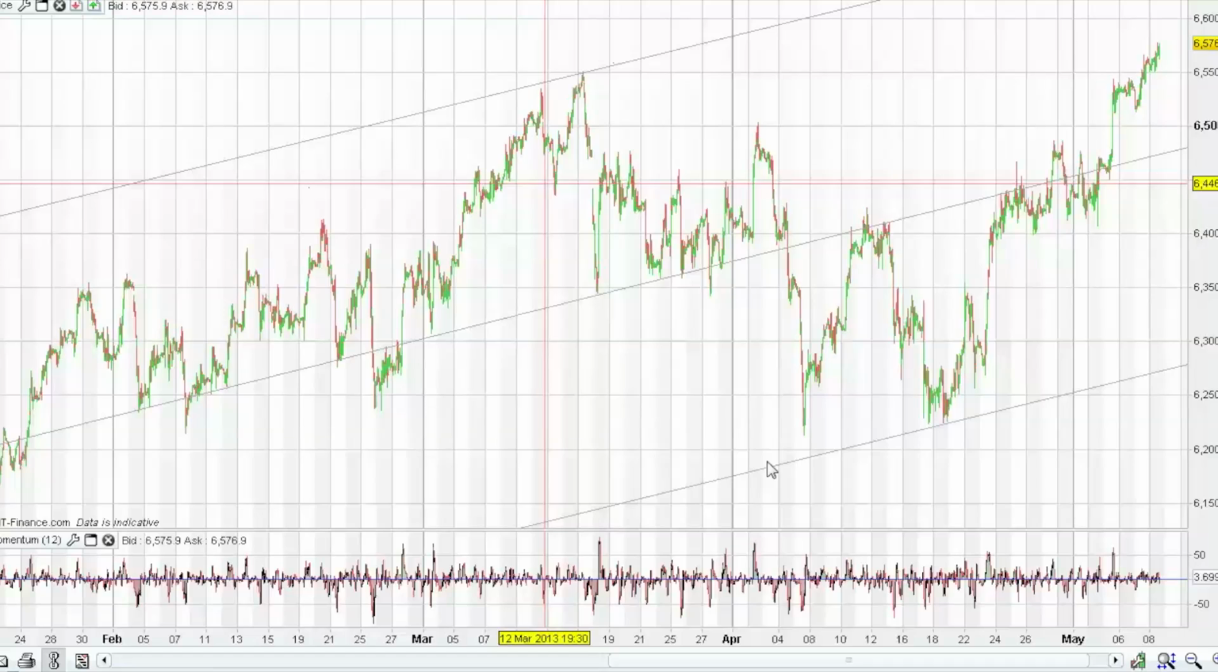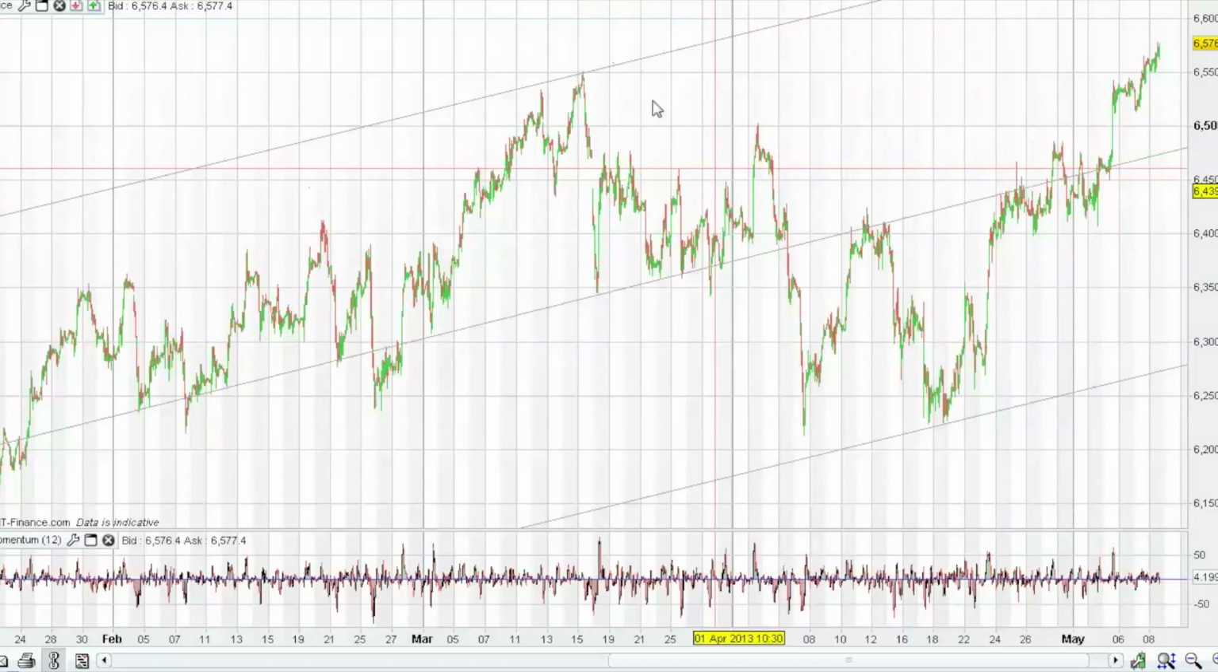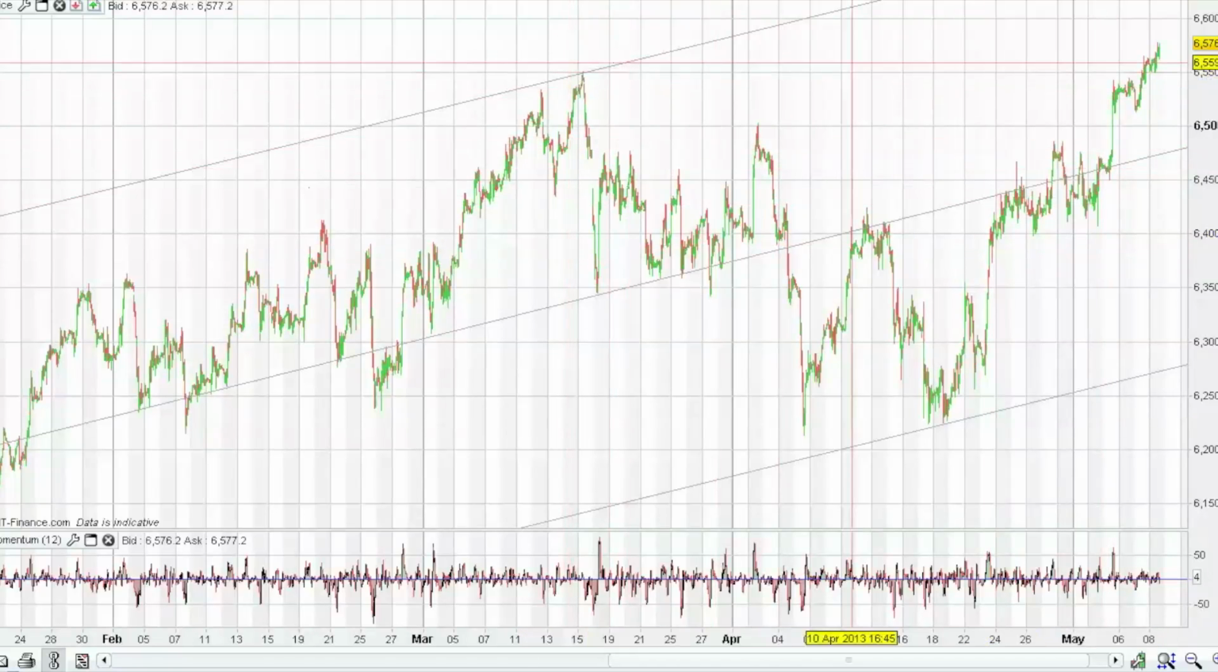So is today a good day? Today, like I said, it's an interesting day because it's making new highs. So you don't have previous Fibonacci numbers to go by. You don't have the previous Fibonacci numbers to extrapolate as to where it's going to go.